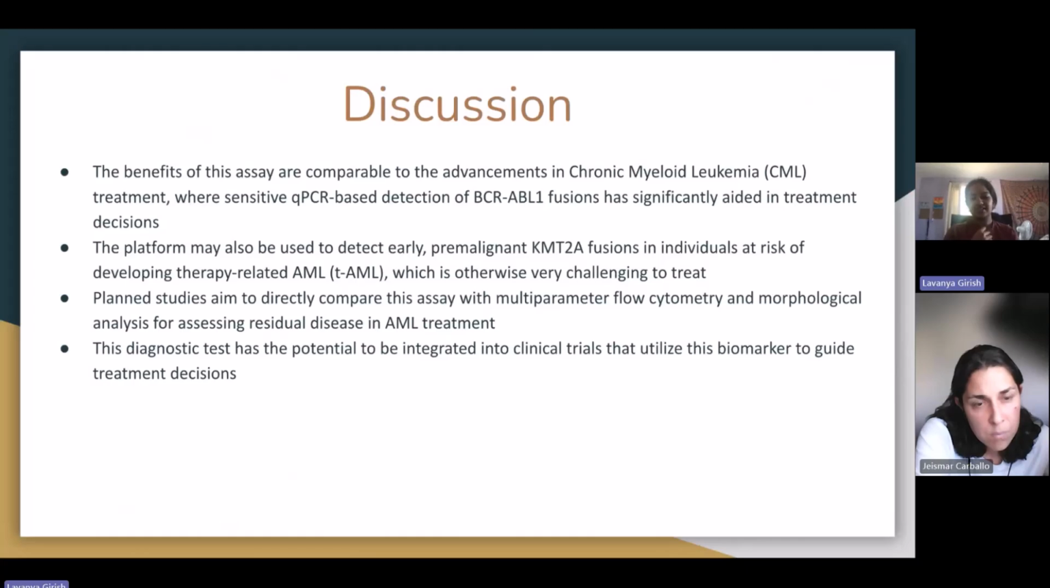This diagnostic test has the potential to be integrated into clinical trials that utilize this biomarker to guide treatment decisions.